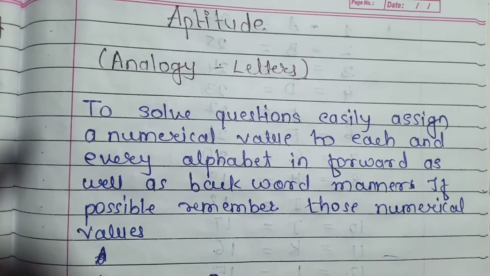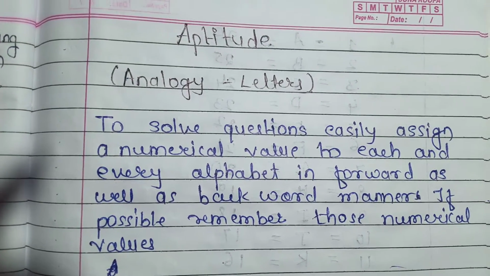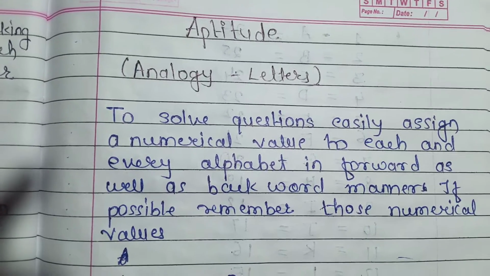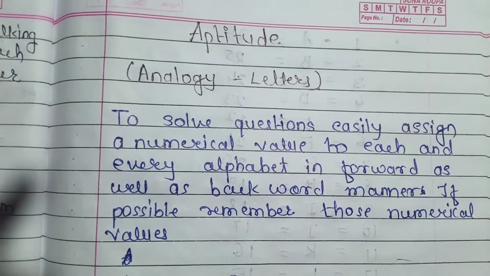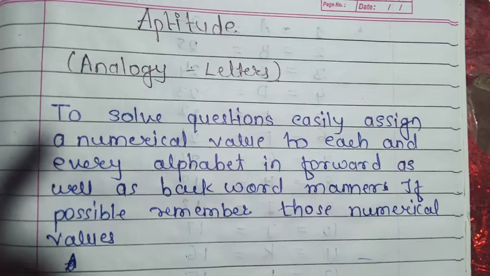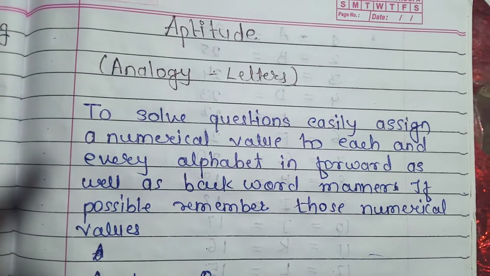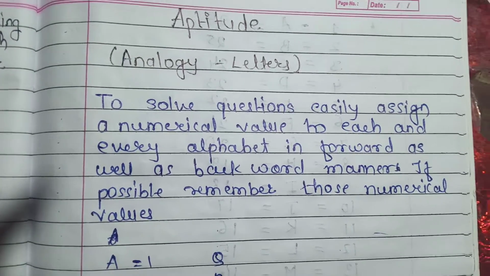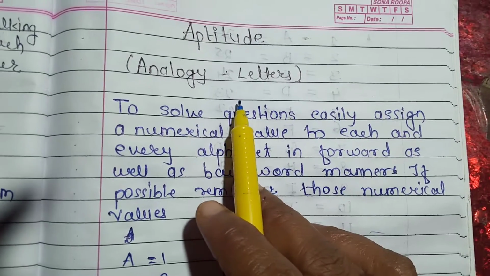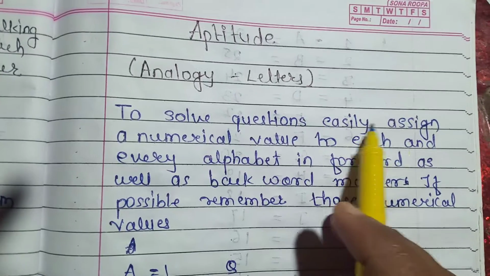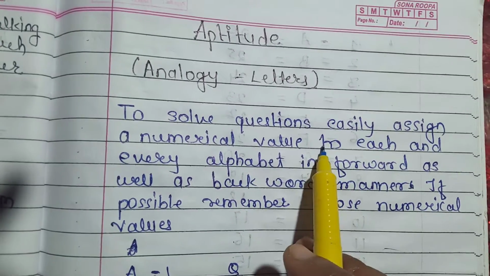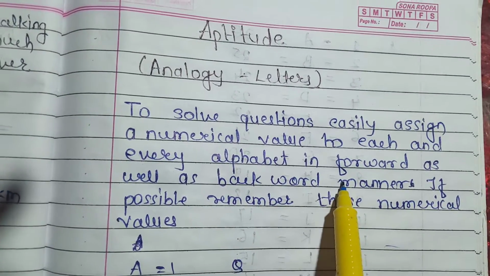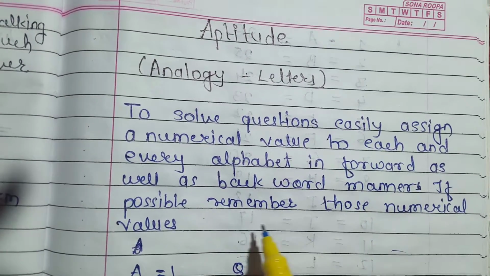It's learning time. So children, today we are going to study the second point from the aptitude, that is analogy of the letters. Okay, so in the previous video I already told you the analogy, and here we are going to study about the analogy of the letters. To solve such type of problems easily, assign a numerical value to each and every alphabet in forward as well as backward manners. If possible, remember those numeral values.